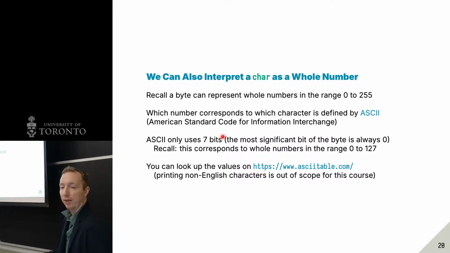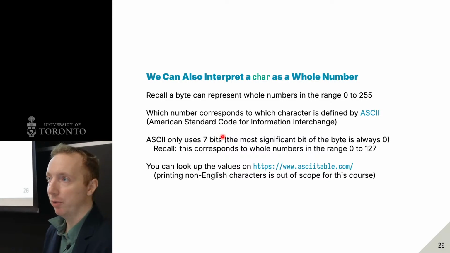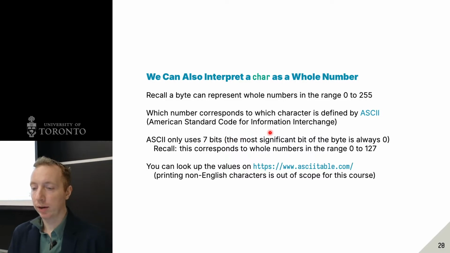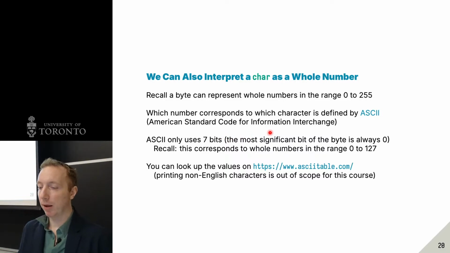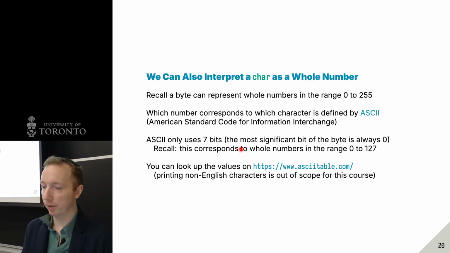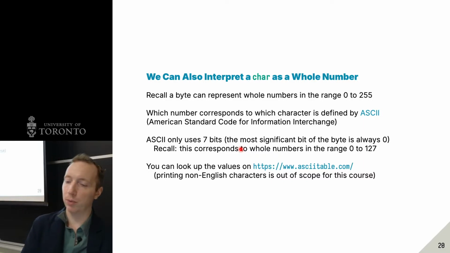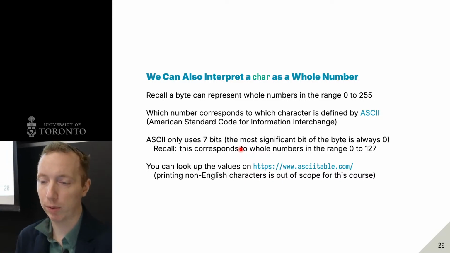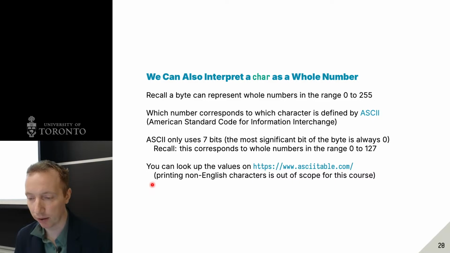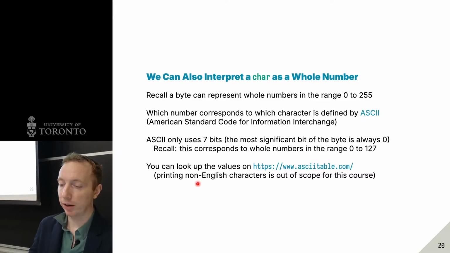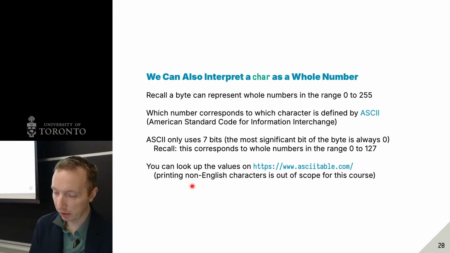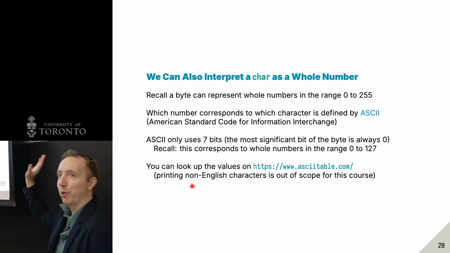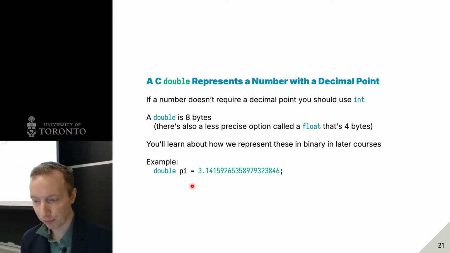also only uses 7 bits to represent characters because, well, it only needs to represent 128 things. So the most significant bit of that byte is always 0. So ASCII actually corresponds to the numbers in the range 0 to 127 because it's only 7 bits. So again, you can look up these values on ASCIItable.com. Printing non-English characters is out of scope for this course because, of course, there are more languages than just English.